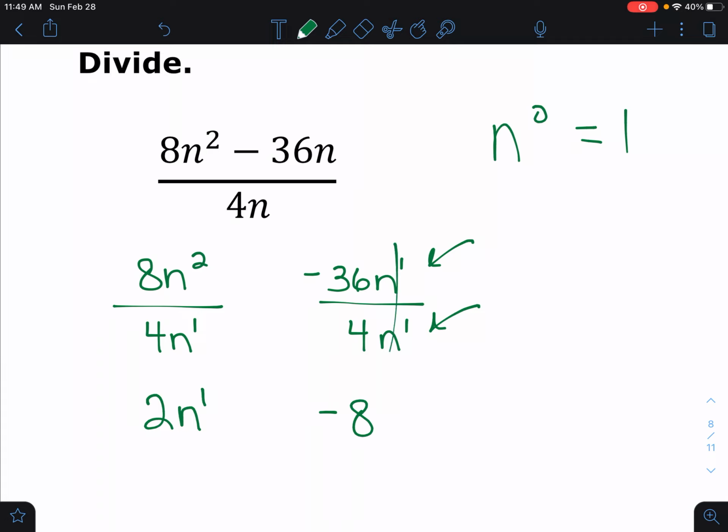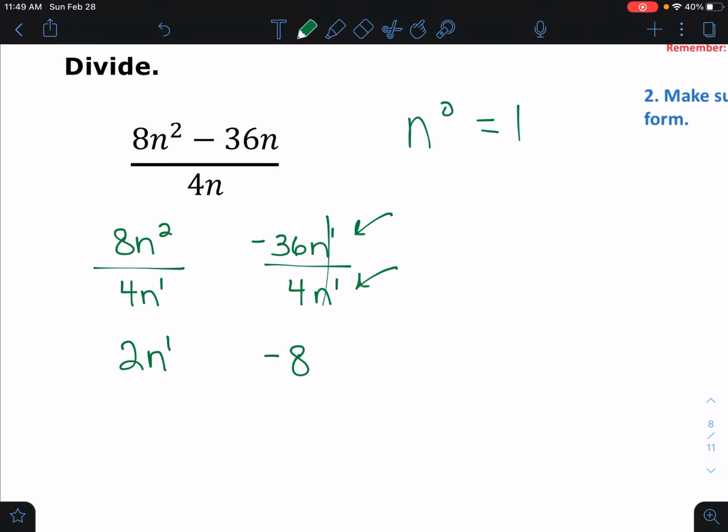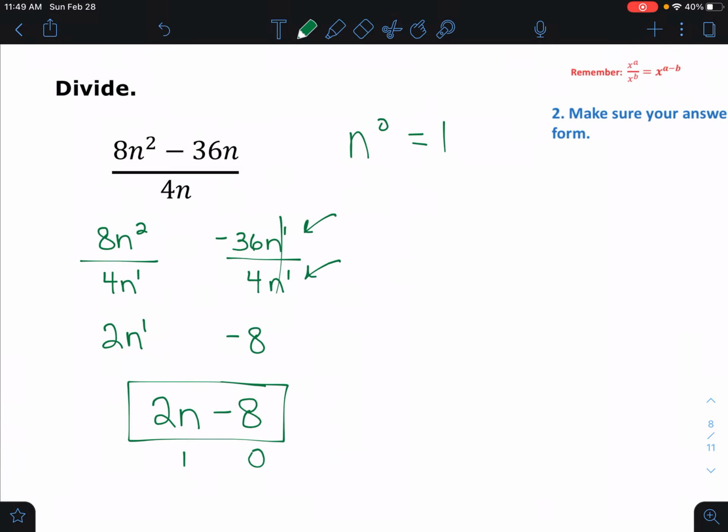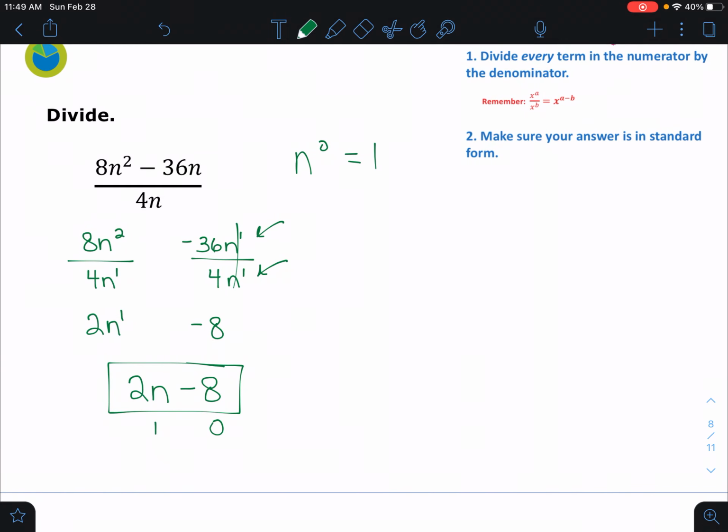If there was nothing else there, like we didn't have this negative 36 and 4, we would have to write 1. But we don't have that. So I'm going to write my answer now. This is 2n minus 8. Now, make sure it's in standard form, degree 1, degree 0. We're good. There's my answer. Okay? That's how we divide polynomials.